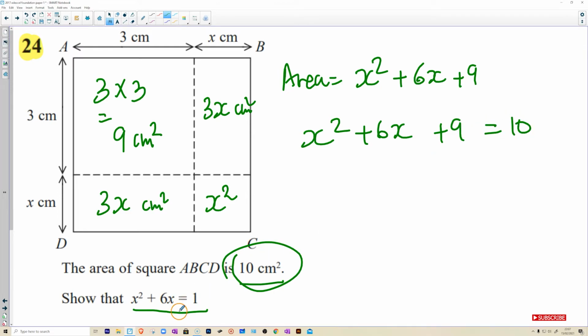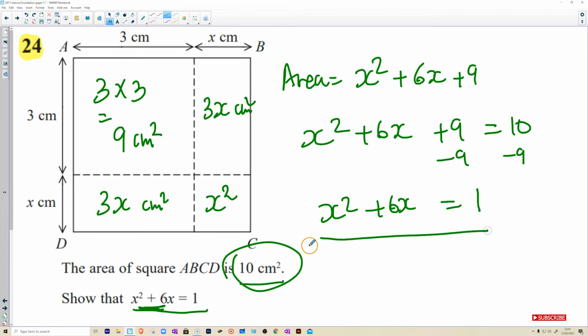If we rearrange, we can see we've got this part now, so we just need to get rid of that 9. So take away 9 both sides, then we get x squared plus 6x equals, well, 9 take away 9 is 0, 10 take away 9 is 1, and that is what we are asked to show.